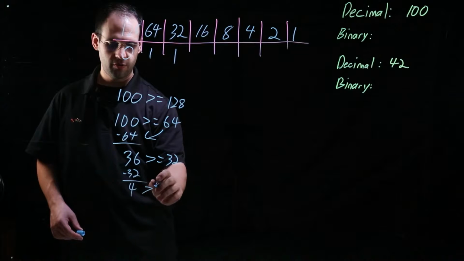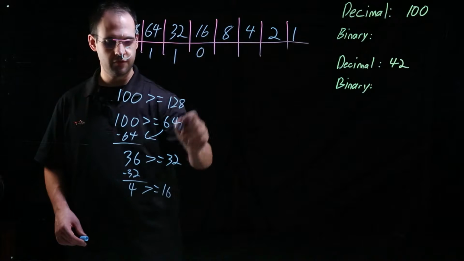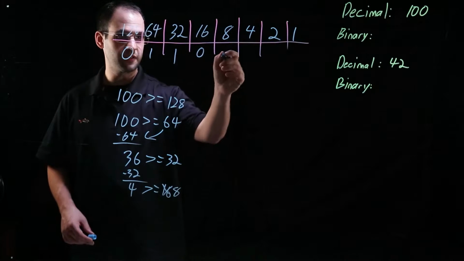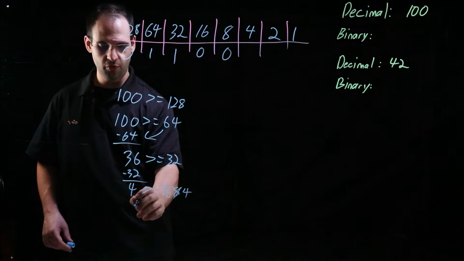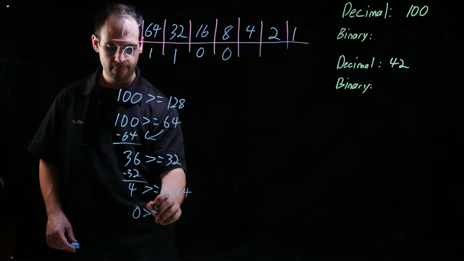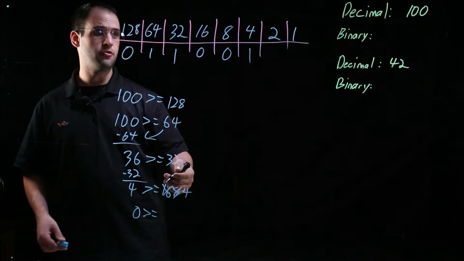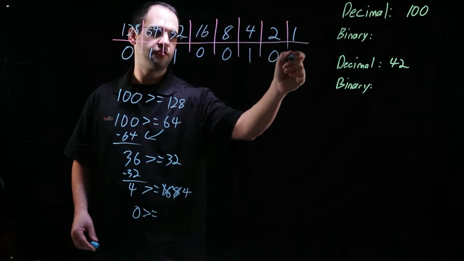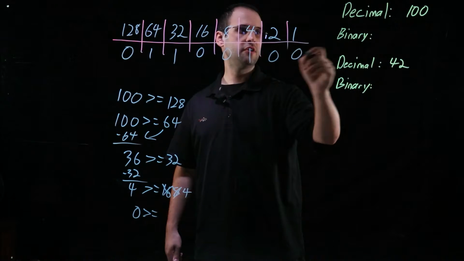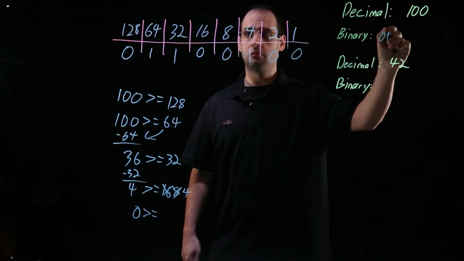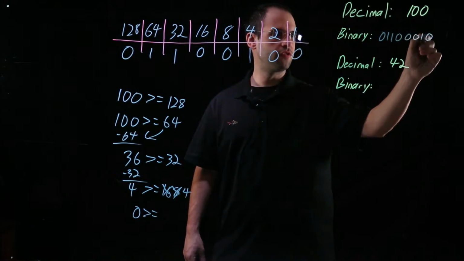With 4, we can say, is 4 greater than or equal to 16? No, it's not. What about 8? No, it's not. Is 4 greater than or equal to 4? Yes, it is. 4 minus 4 is 0. So 0 is obviously not going to be greater than or equal to 2 or 1. So we have a 0 and a 0. Our total binary value for the number 100 is 0, 1, 1, 0, 0, 1, 0, 0.